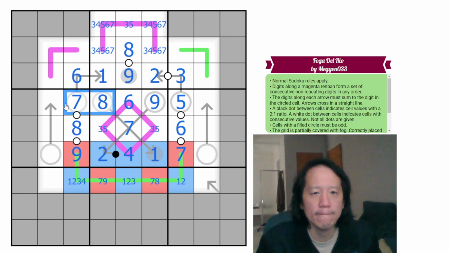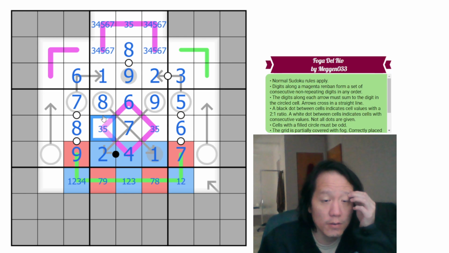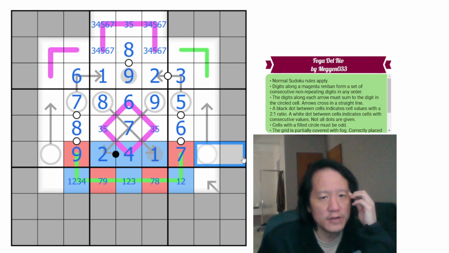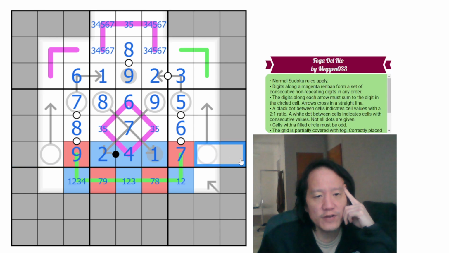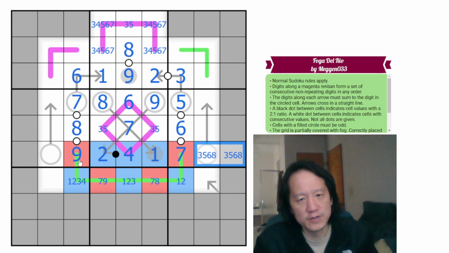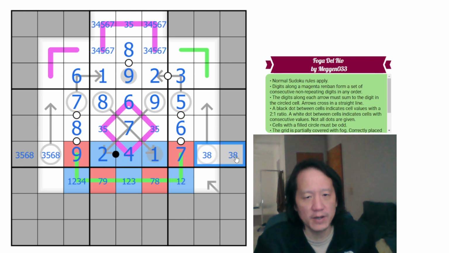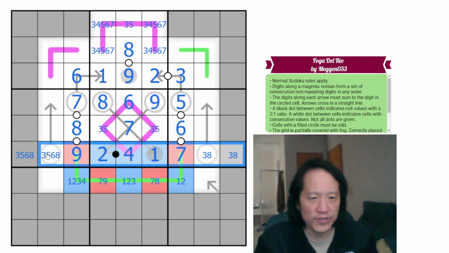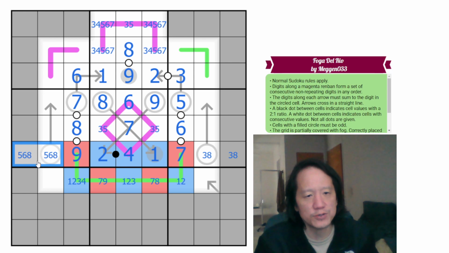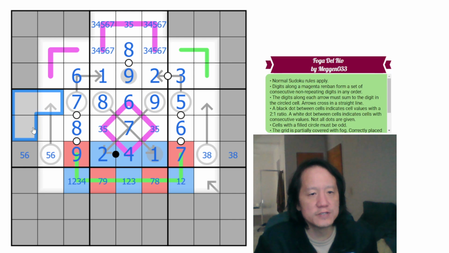Okay. These must be the digits 3, 5, 6, and 8, right? This cannot be 5 and 6, so this is the 3, 8 pair. Therefore, we have a 3, 8 pair in row 6, which eliminates 3 and 8 from the rest of the row. Therefore, this can't be 3 or 8. This is 5 or 6. The rest of box 4 must be 1 through 4. And that does work.